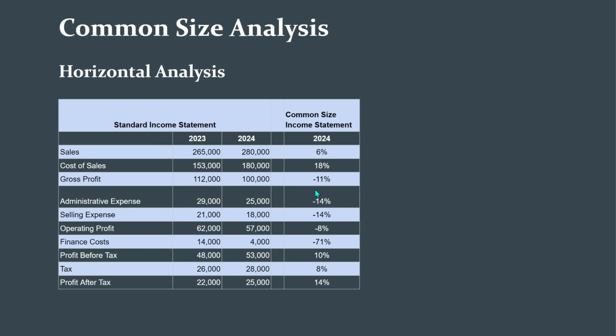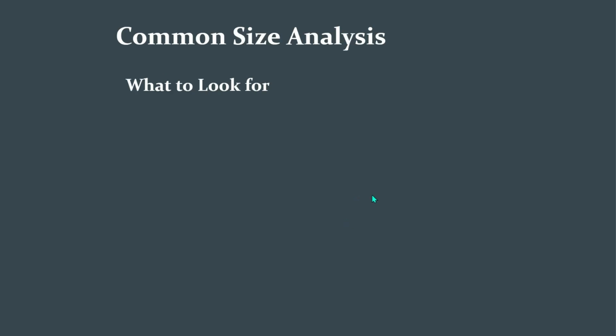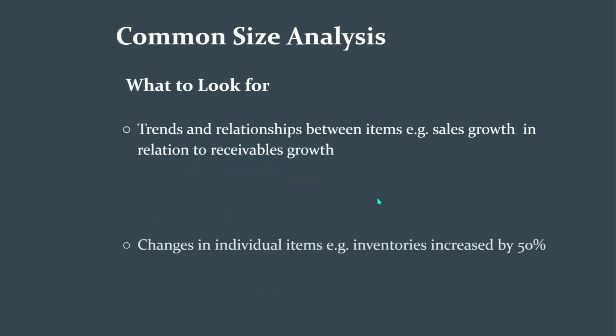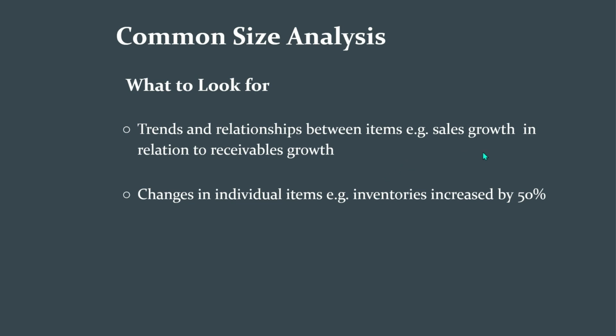For example, you see your gross profit is down 11%, cost of sales is up 18%, your selling expense and admin expense are down 14%, finance costs down 14%, your profit is up 14%. So you want to examine these to see what is causing these changes, and that will help to guide your analysis on the conclusions you make. What to look for in common size analysis? Look for trend and relationship between items. For example, sales growth in relation to receivables growth.